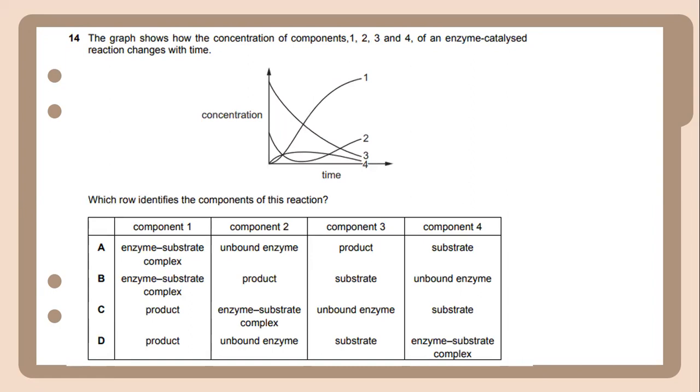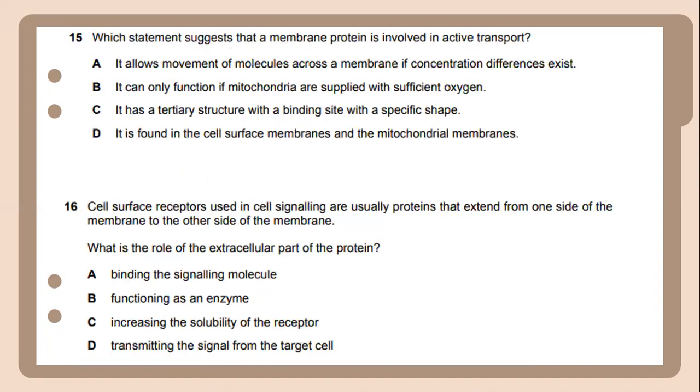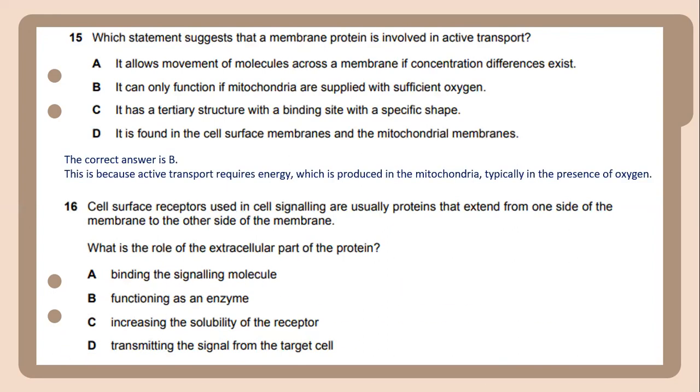And 14, the graph shows how the concentration of components 1, 2, 3, and 4 of an enzyme catalyzed reaction change with time. Which will identify the components of this reaction? The answer will be D. And which statement suggests that a membrane protein is involved in active transport? The answer will be B.